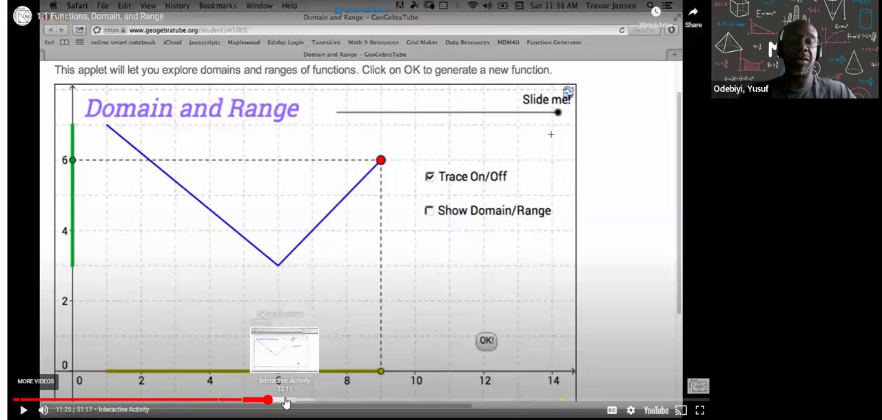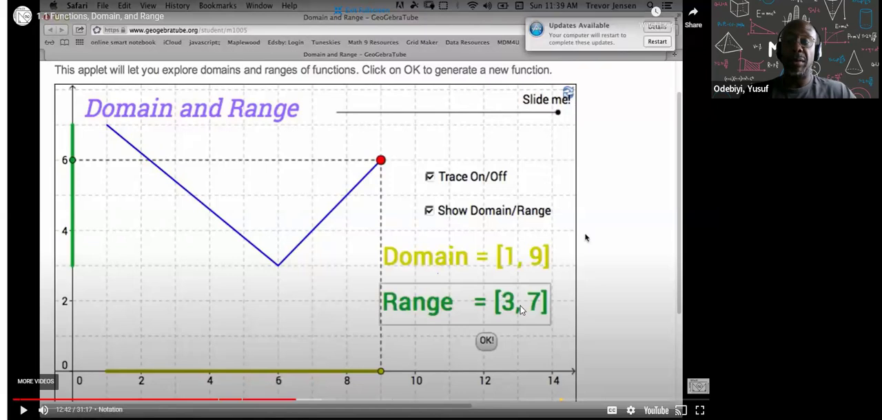Let us sort of fast forward. There you go. And this is considered bracket notation, right? When you have the square brackets like this, it's telling you the domain is 1 to 9, and the square means it equals 1, and it also equals 9. As you can see, it equals 1 and it equals 9. Okay.